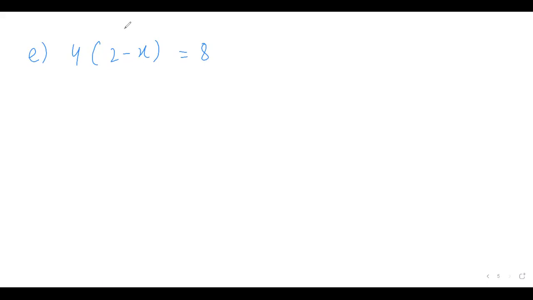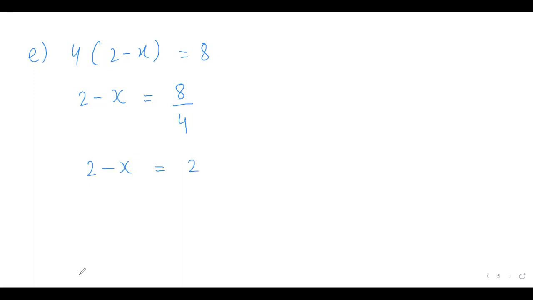Ma'am, the answer will be 6. It is incorrect, Samraj. Okay, so see here how to do. 2 minus x. I will be sending 4 to the other side. It will be in division. So 2 minus x is equal to 2.